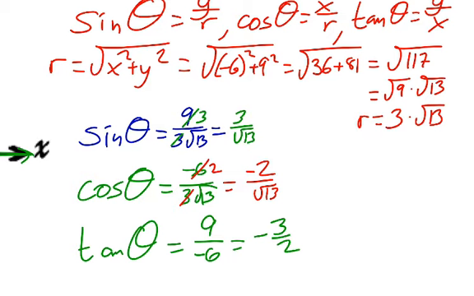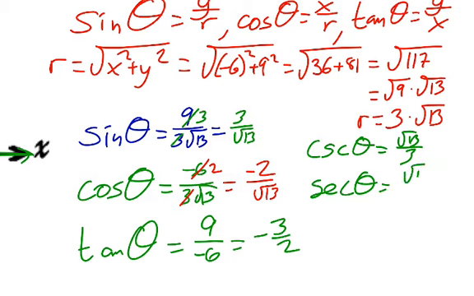For cosecant, secant, and cotangent: cosecant is just the reciprocal of sine, so we're going to have the square root of 13 over 3. Secant is the reciprocal of cosine, so we have the square root of 13 over -2. And cotangent is the reciprocal of tangent, so we're going to flip that over and get -2/3. And again, for now, I'm going to be okay with leaving the square roots in our denominator. We'll rationalize those later.